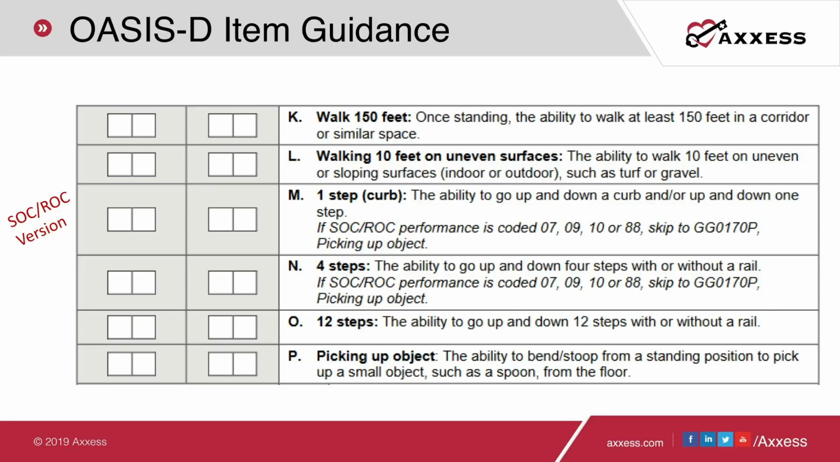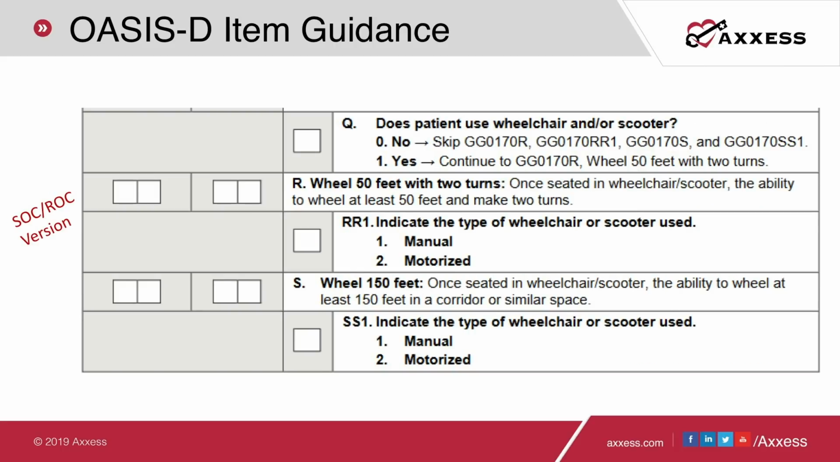Most of your electronic health records will go ahead and automatically do the skip pattern for you depending on your answer. Then we get into Q, R, and S. If we've made it that far, it's asking, does the patient use a wheelchair and/or a scooter? If the answer is no, you skip and go on to GG, the next question. If it's yes, you keep going. So does the patient use a wheelchair and/or scooter? If so, R, can they wheel 50 feet with 2 turns? Once seated in the wheelchair or scooter, the ability to wheel at least 50 feet and make 2 turns.